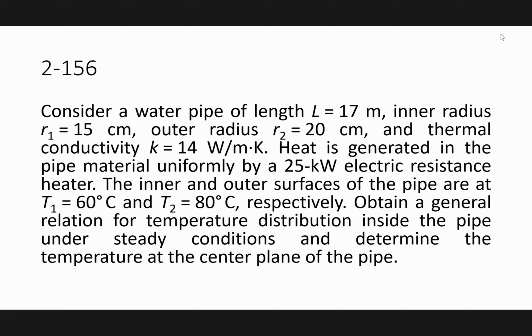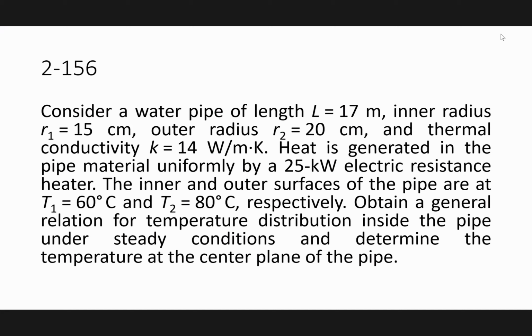Okay, that's the problem. Consider a water pipe of length 17 meters. The inside and outside diameters are given, and the thermal conductivity is given. Heat is generated in the material of the pipe, not inside the pipe. Therefore, through the thickness of the pipe there is a uniform generation of 25 kilowatts. The inner and outer surfaces of the pipe are at 80 degrees.